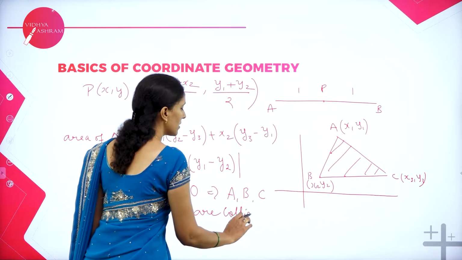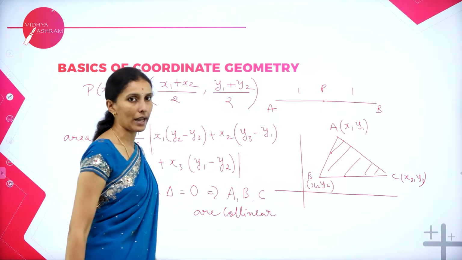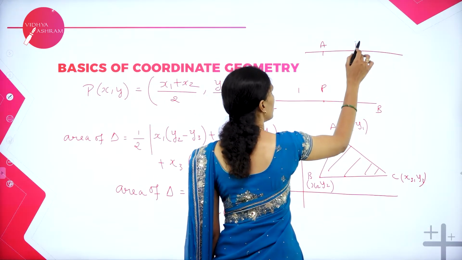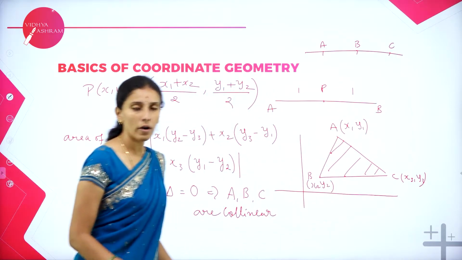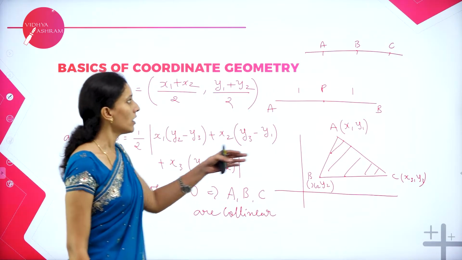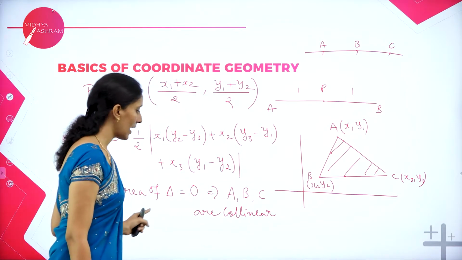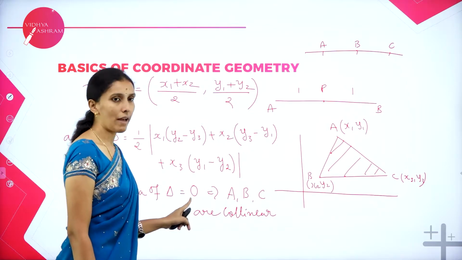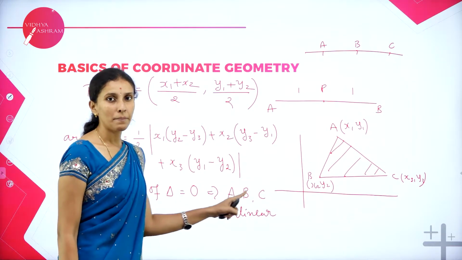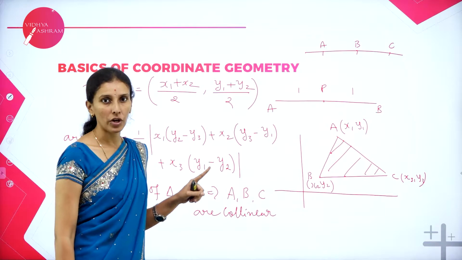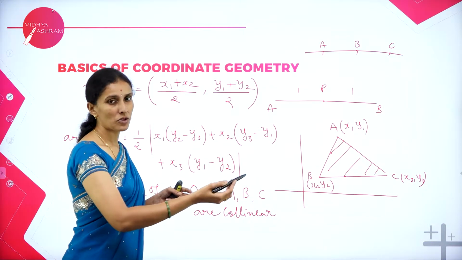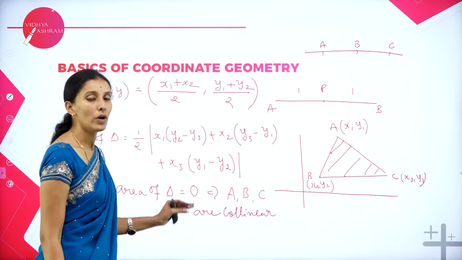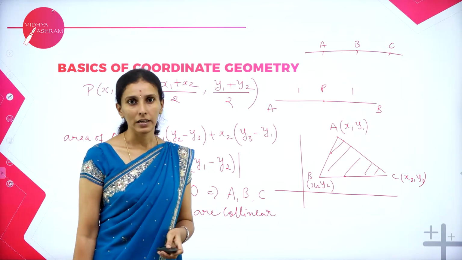So collinear means the points are on the same straight line. If A, B, C lie on the same straight line, the area will become 0. That is, when you calculate the area of the triangle, if you get the value as 0, then A, B, C are not the vertices of a triangle because they all lie on the same straight line. They cannot form a triangle. Therefore, the area is 0. Hence, we call them collinear points.